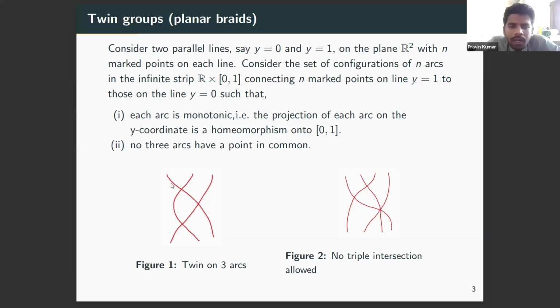For example, figure 1 is a twin on 3 arcs. All the arcs are monotonically downward, and there is no triple intersection point. Whereas figure 2 has one triple intersection point, so this is a non-example of a twin.